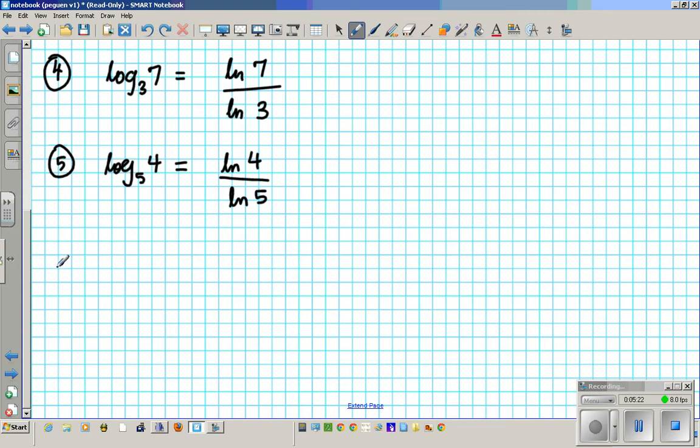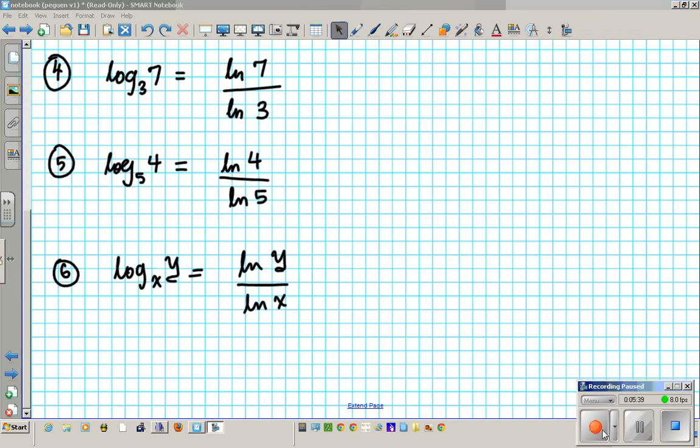How about a general rule? Let's formulate an expression for the general rule. Log base x of y is simply going to be the natural logarithm of the number, in this case y, divided by the natural logarithm of x. So there you have it.